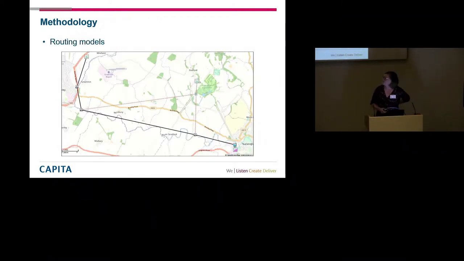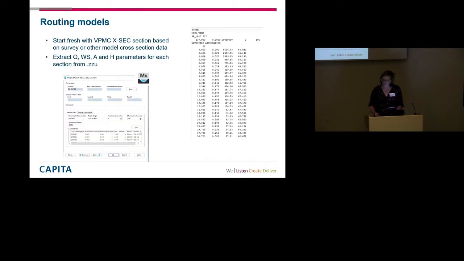So I'll go on to the methodology briefly. We'll start with routing models, and you can see how simple this is. We started by developing a model with a variable parameter Muskingum-Cunge cross-sections unit. I've just put what that unit is, the symbol, in case no one's come across it.